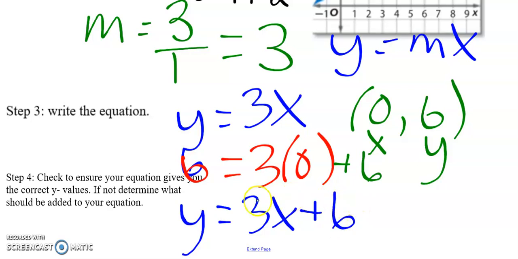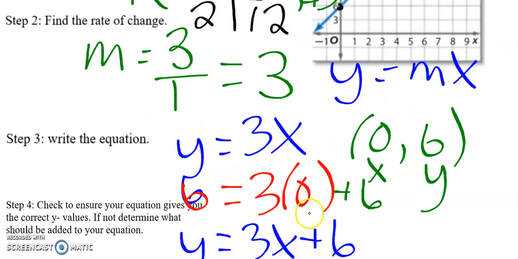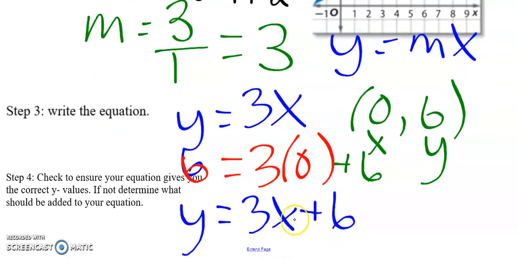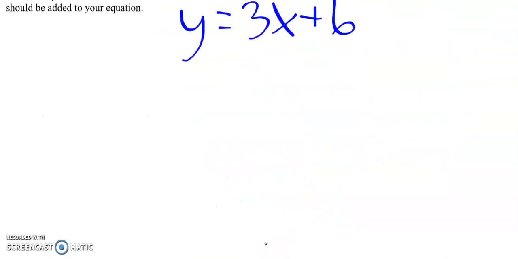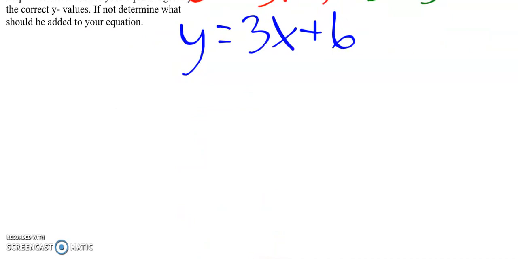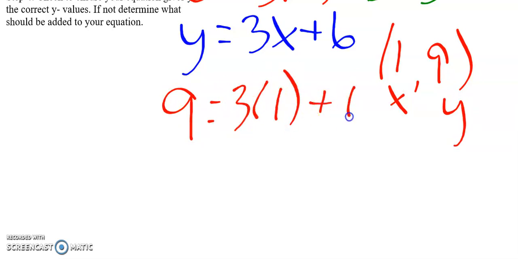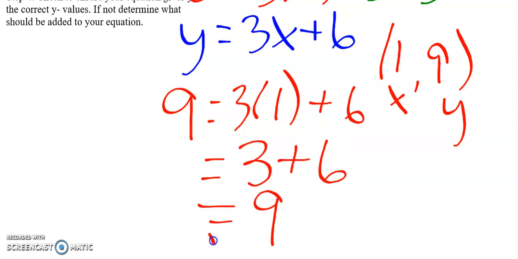Okay, let's just double check that again with another point. The next point was 1, 9. So I want to make sure that if I plug in 1, 9, it works in this equation. The x is 1, the y is 9. Does 9 equal 3 times 1 plus 6? Well, 3 times 1 is 3, plus 6 is 9. That works. So my equation is good.